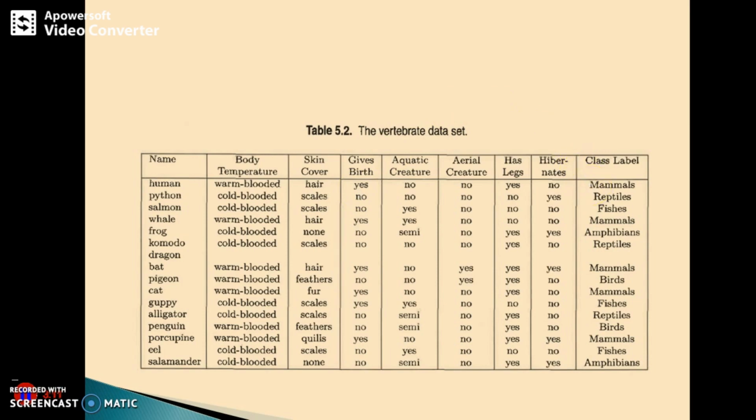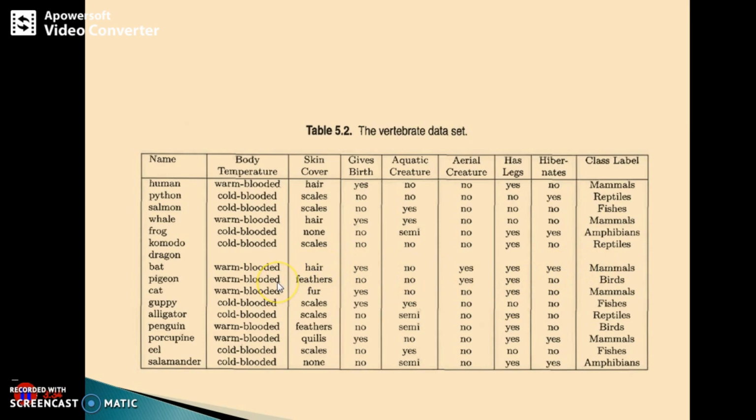Just see whether this is true for other records as well. First record, it is true. We'll see the other record where body temperature is warm-blooded and gives birth is yes. Correct, it is clearly classifying it as mammal. Then again warm-blooded and gives birth, yes. Again it is mammals. We got three records which say that my rule is true.